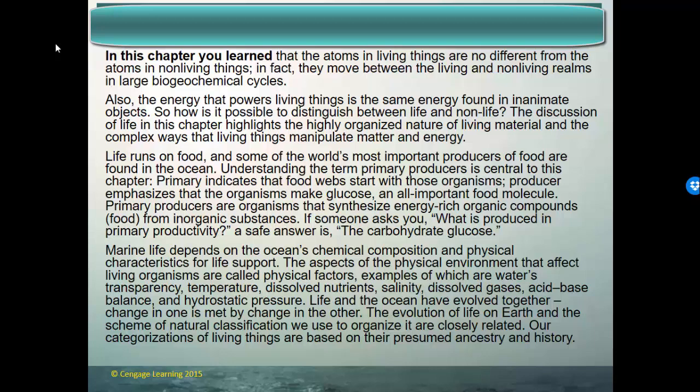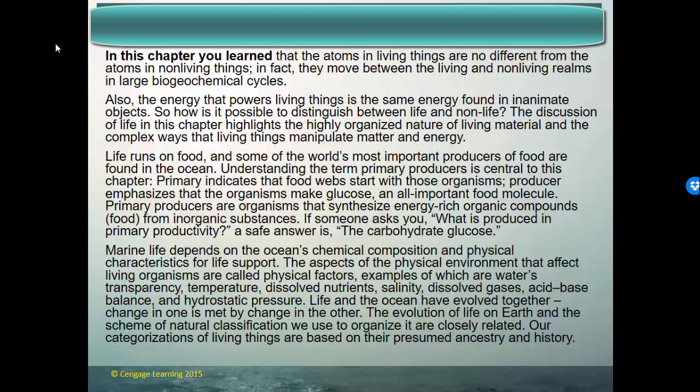So marine life depends on these primary producers, and largely the primary producers in all marine life depend on the ocean's chemical and physical composition. All right, the aspects of the physical and chemical ocean are these physical factors that we call limiting factors. So we have the water's transparency, the temperature, the number of dissolved nutrients, the salinity, the types of dissolved gases, the acid-base balance, hydrostatic pressure. So all those physical factors have to be in place for life to thrive.